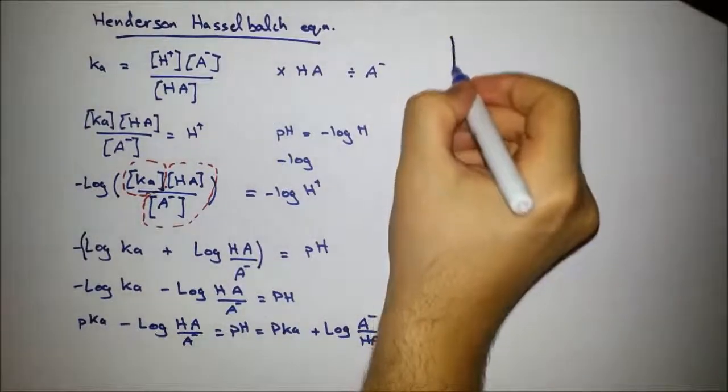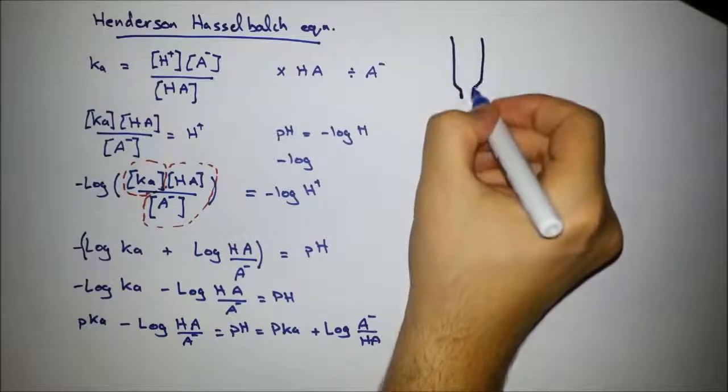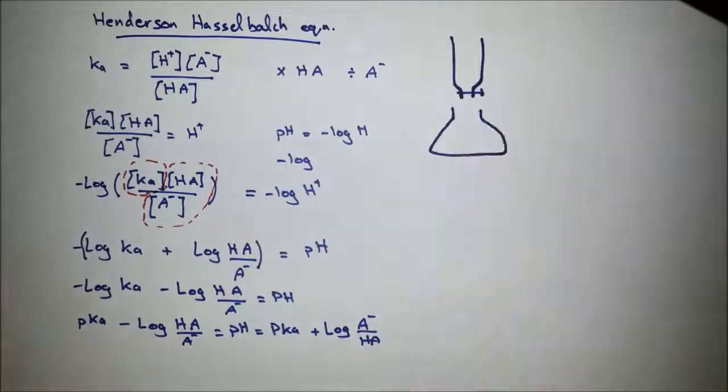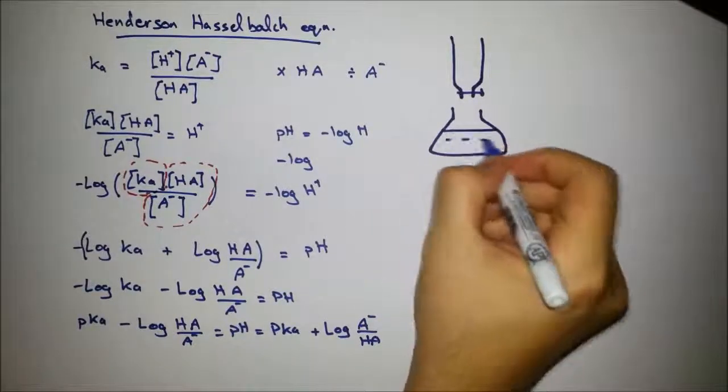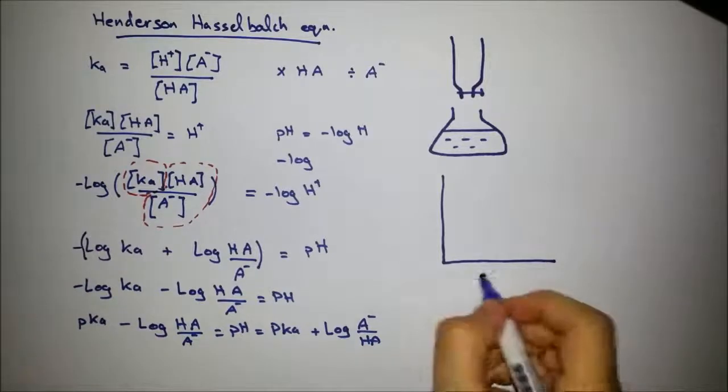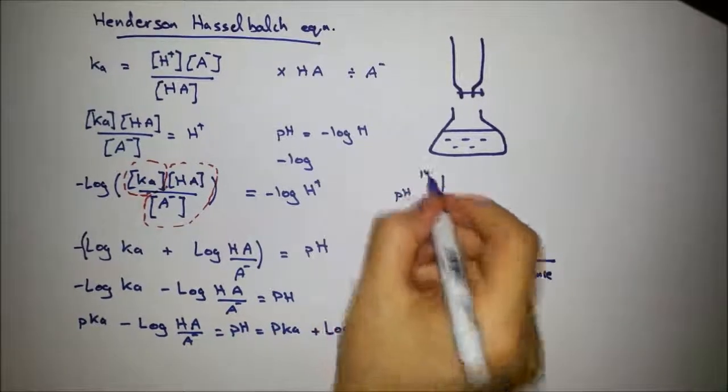Now let's talk about titration, which is the addition of a measured amount of base to a measured amount of an acid, or the opposite. This process will be done while measuring the pH of our solution. And then we'll plot the titration curve, pH against the equivalent amount of base added.